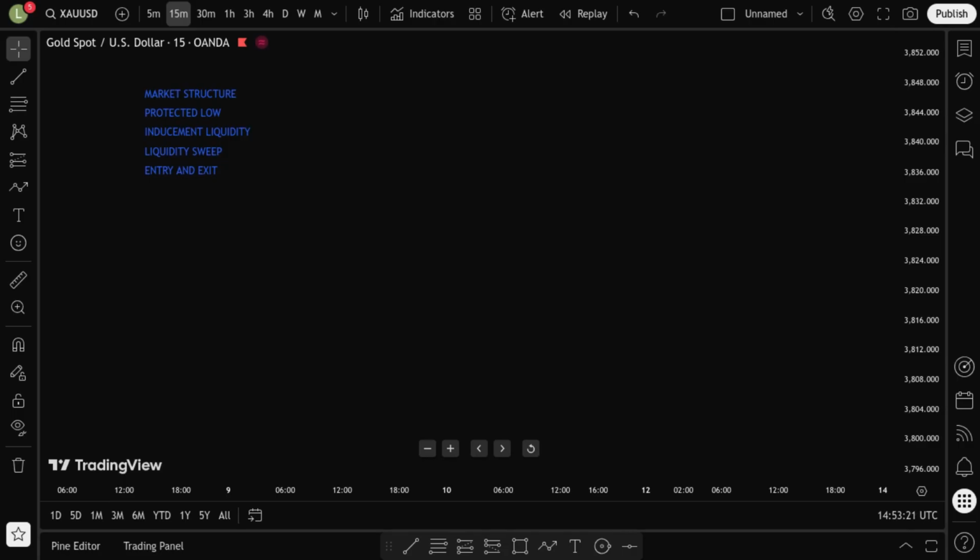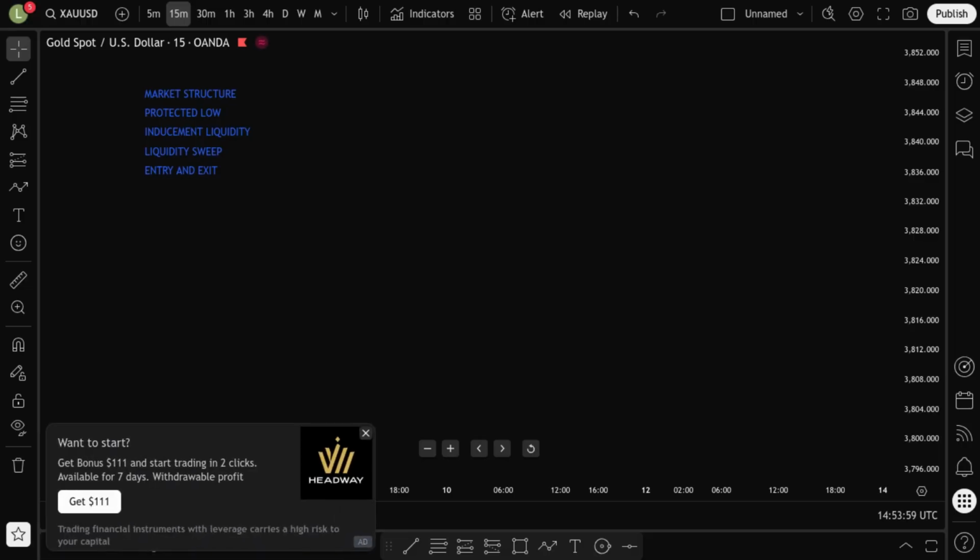The first thing you need to know about this strategy is the overall market structure. What is the market doing? Is price bullish? Is price bearish? Is price trending? Is it consolidating, ranging, or choppy? It's very important to know because it tells you whether you should stay away from the market or go for a buy or sell. So it's very important you understand the overall market structure of that pair or that particular day.